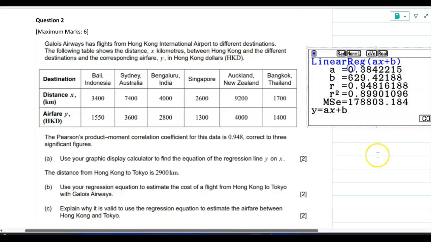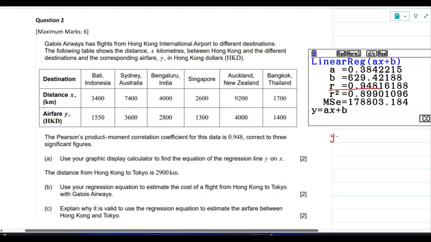So this is how your calculator screen will look. Correct? And this 0.948, you can see this is your R, the calculated coefficient of correlation. So that's your R over here. If they don't give you R, they can say find this. That's your R.